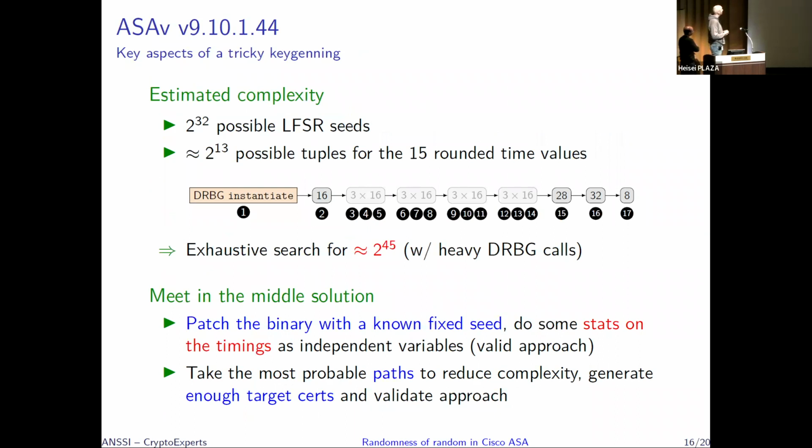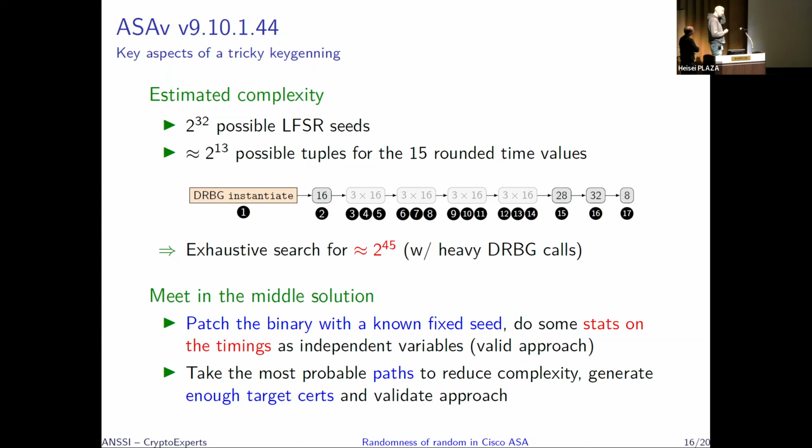So the question is, what's the complexity of finding all the private keys for the certificates which are generated by this version? Basically, you have two parts. You have 32 bits of seeds for seeding the LFSR, and something like 13 bits of time complexity, which is associated with the rounded time value that you inject each time you call the generate. So the complexity is like 45 bits with a large constant because there are DRBG calls at every point.